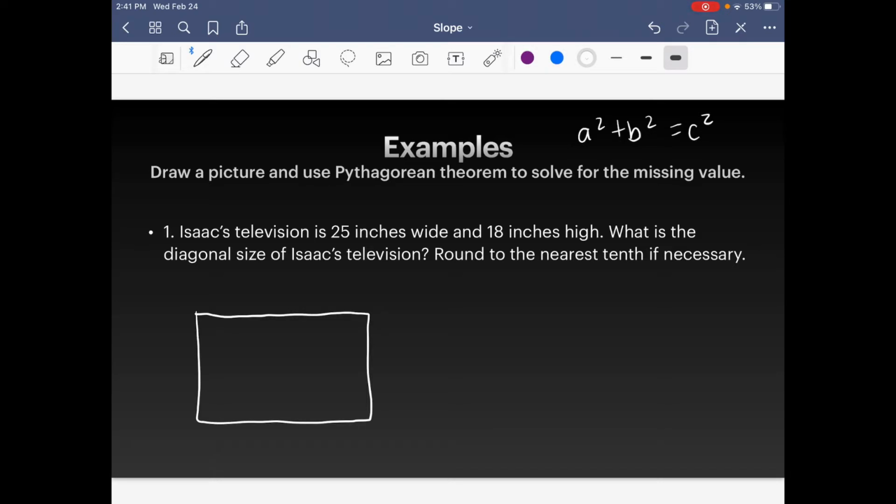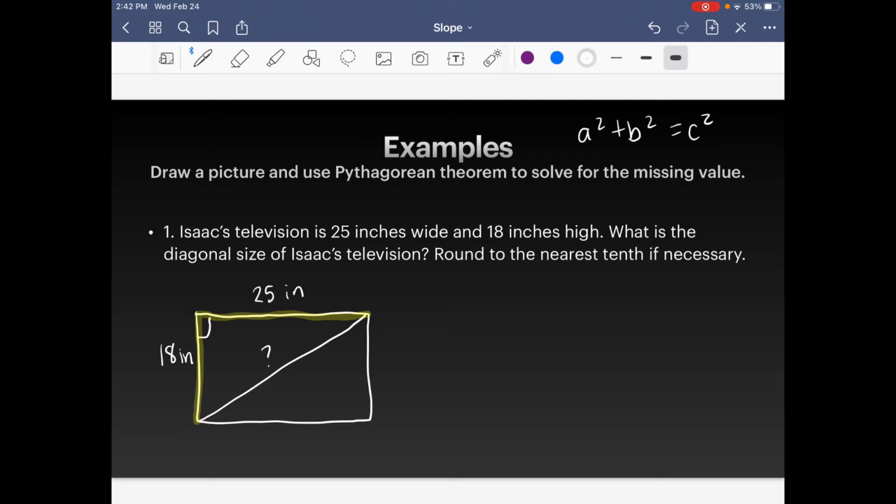It says that Isaac's television is 25 inches wide and that it's 18 inches high, or 18 inches tall is what I would say instead. It wants to know the diagonal size of Isaac's television. So diagonal means that we're going from one of the bottom corners to the opposite top corner. So this is what we want to know in the problem. As you can see, when the television is divided in half, it's forming this right triangle here, where 18 and 25 are our legs and our question mark is our hypotenuse.